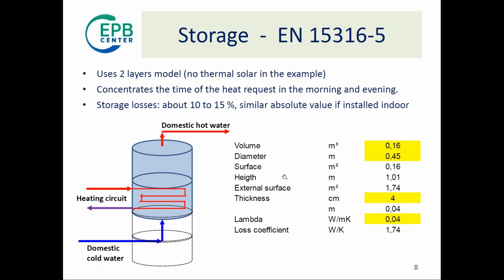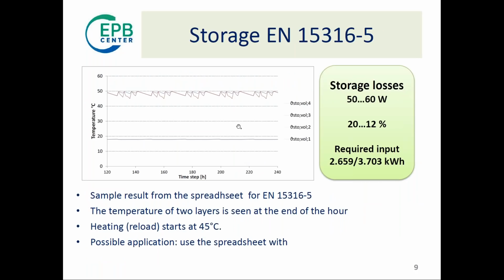This is just a bunch of data. It's just geometry, and here this heat loss coefficient, you can get it from the label of your storage, so no real problem. The fact is that you use these 2 layers. That enables you to do a calculation and to see the temperature in the 2 layers. And this is a sample result from a spreadsheet that I use for this calculation. And you'll see always the temperature at the end of the hour. In this case, I had the set temperature 50 degrees and reload at 45.